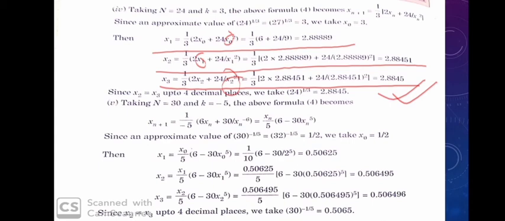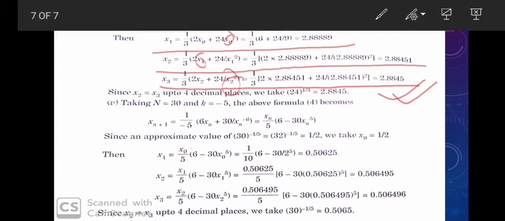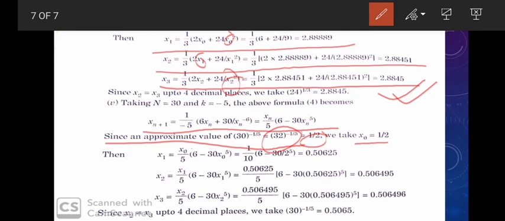Then here we have written xn times 6 xn plus 30 by xn to the power minus 6, and after solving all this you will get xn by 5, 6 minus 30 xn to the power 5. If you find the approximate value of this, like 32 to the power minus 1 by 5, then it is approximately 1 by 2. So in place of x naught I have written 1 by 2.